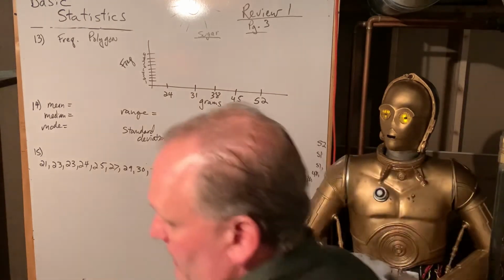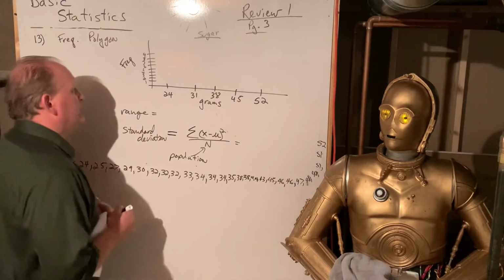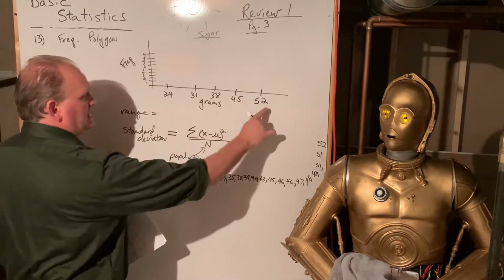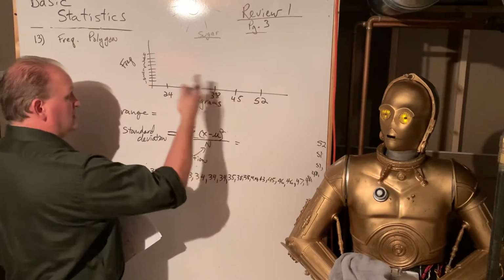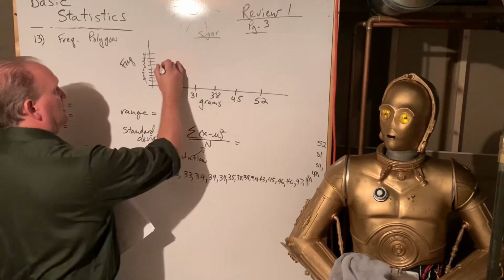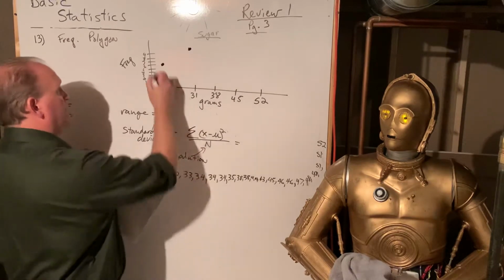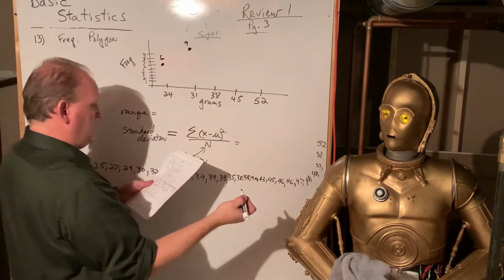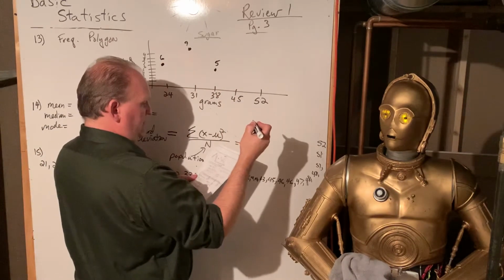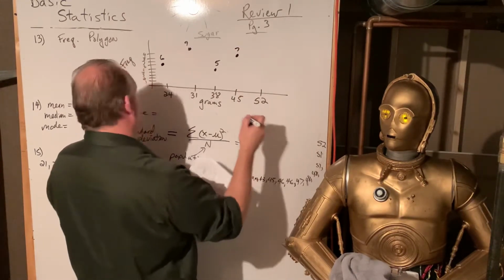This is page 3. On the top of page 3, it says make a frequency polygon. A frequency polygon is just like the histogram, except for the x-axis we're using the midpoints, and we're doing dot to dot instead of bars. So 24, 6 of them; 31, 9 of them; 38, 5; 45, 7; and 52, 3.